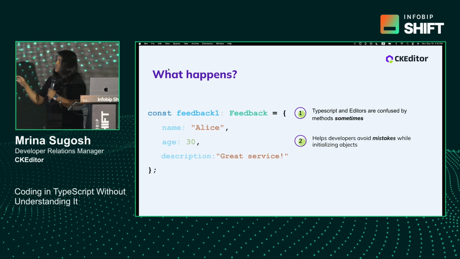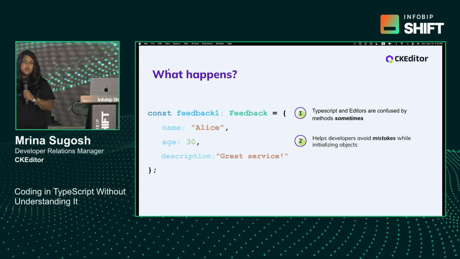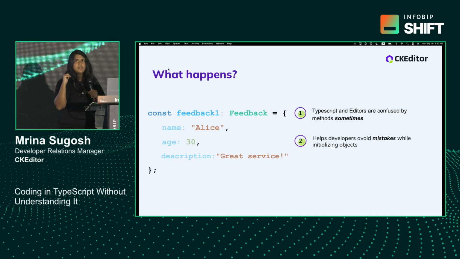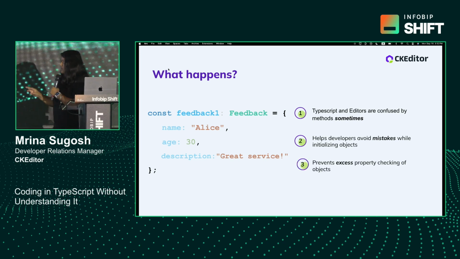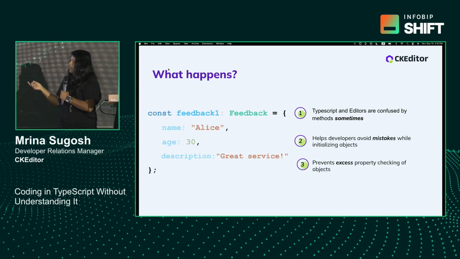Once I tried experimenting by saying feedback.name with two E's, I'll show you that sort of screenshot later, and it didn't catch that the first time around. And the third thing is there's access property checking of objects.